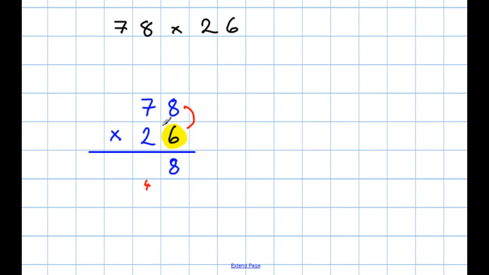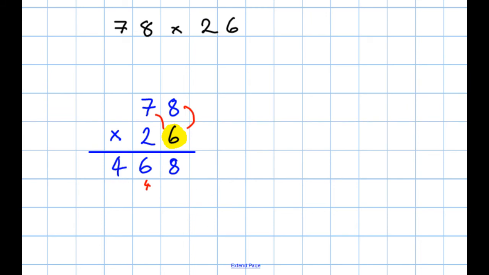Next I do 6 times 7. 6 times 7 is 42. Add the 4 carried is 46. I put 6 there, and I would carry the 4, but as there's nothing going in there, I've multiplied both the 7 and the 8, I can straightaway write that 4 in that square there.